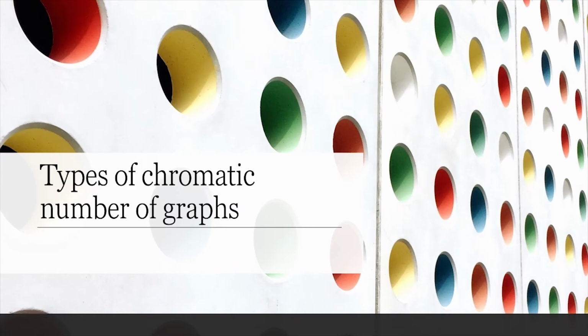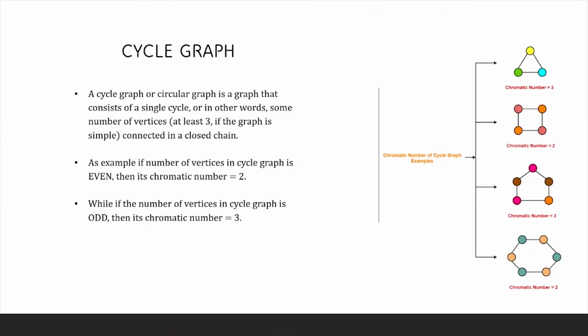So the next one is the types of graphs in chromatic number. Here, first, cycle graph. A cycle graph or circular graph is a graph that consists of a single cycle, or in other words, some number of vertices, at least 3, if the graph is simple, connected in a closed chain. For example, if the number of vertices in a cycle graph is even, then its chromatic number will equal 2, as shown in the example of chromatic number of a cycle graph here.